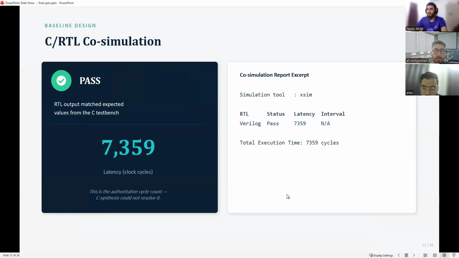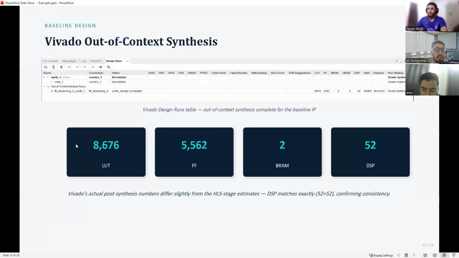Okay, so for this slide, as you can see here, we performed the RTL co-simulation. The simulation passed successfully, meaning the RTL hardware produced exactly the same output as the C test bench. The total latency was exactly 7,359 clock cycles, and this is the final and accurate latency value for the baseline design. Next, please.